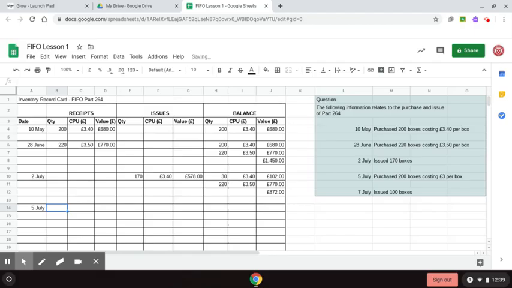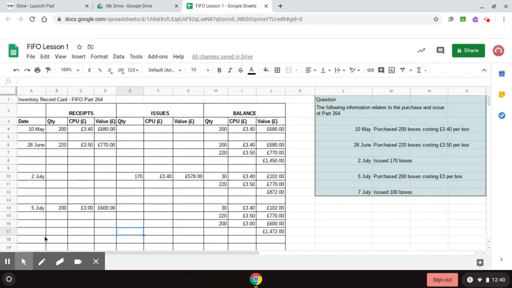The next one is the 5th of July. We purchased another 200 boxes at £3 each, so it's going to be a receipt, 200 boxes at £3 each, so 600. You use the formula, I'm just doing it quickly, and our balance is then going to be 30 boxes at £3.40, which is 102, 220 boxes at £3.50, 770, and 200 boxes at £3 is going to mean our total is going to be 1472.